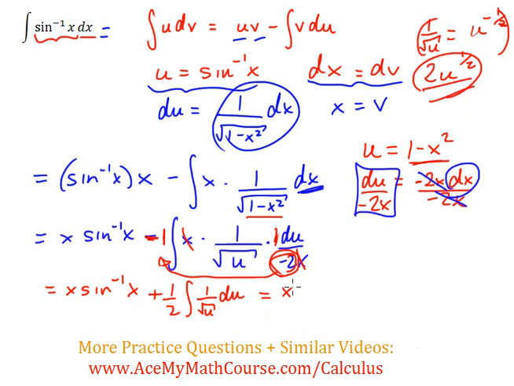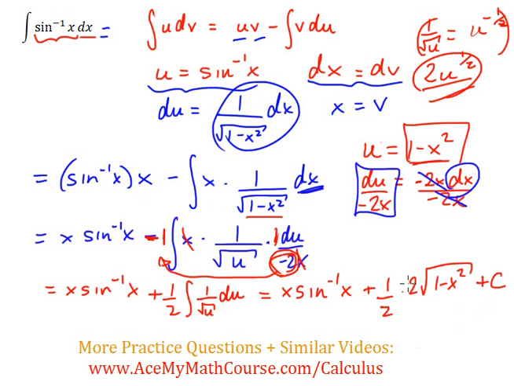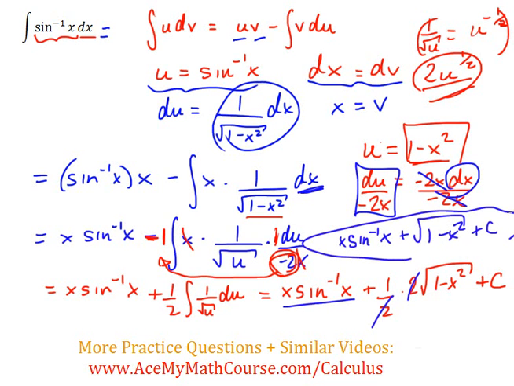So now I can rewrite the whole thing. I get x times inverse sine plus half times 2 u to the half. So that's going to be the square root of u. And what is u? u is just 1 minus x squared. So 1 minus x squared, plus the constant. And then we're done, except that I can simplify this a little bit more. Half times 2, boom, they're gone. So the final answer is just x inverse sine plus the root of 1 minus x squared plus c, and we're done. That's it.